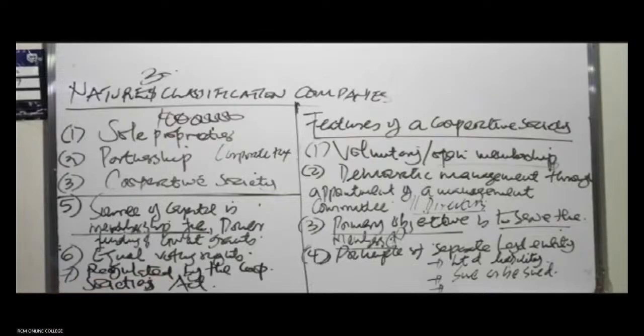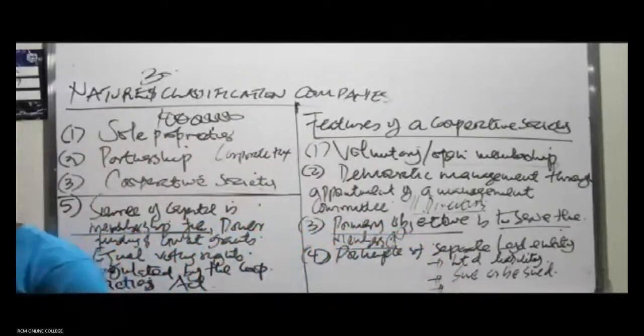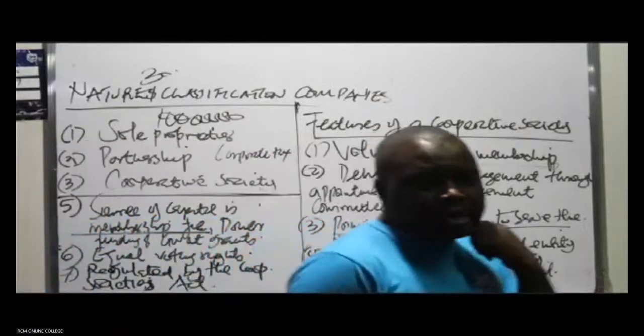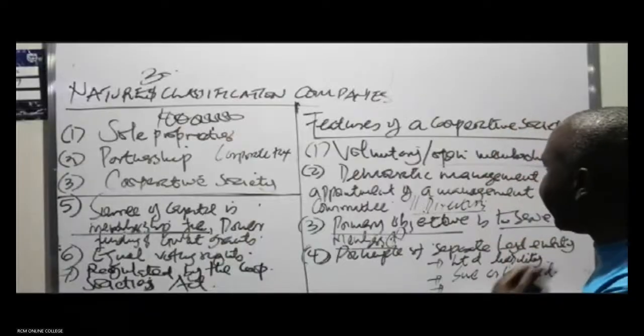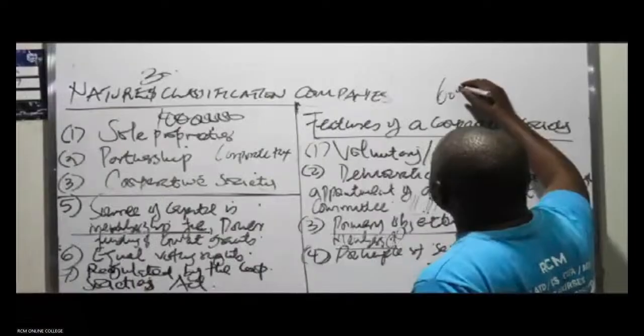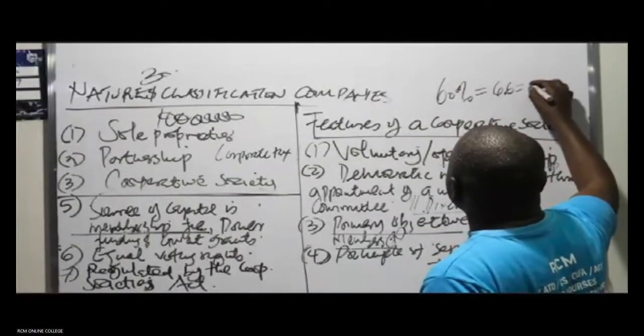So let's assume all of us have formed a company. So the 67 of us have formed a company. And there's only one person, his name is Lubaha. This Lubaha guy has 60% of the shareholding of the company, while all of you, the other 66, have 40%.